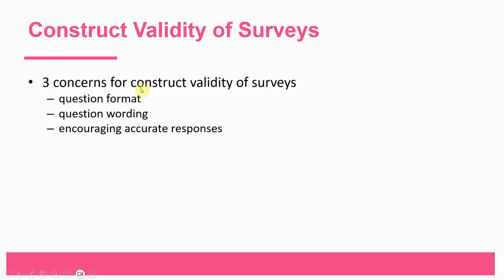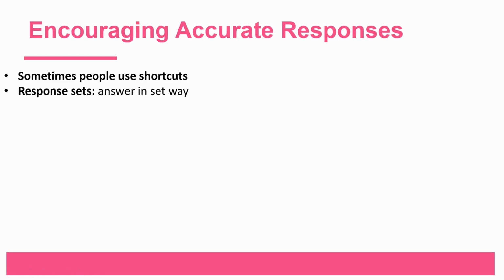Hi, students. In the video this week, we're going to be talking about content from Chapter 6, and we're looking at construct validity in surveys as well as in observational research. Now, in class, we've been talking about concerns with construct validity in surveys, looking at format for questions and question wording. Now, we're going to shift gears and talk about encouraging accurate responses from our participants.